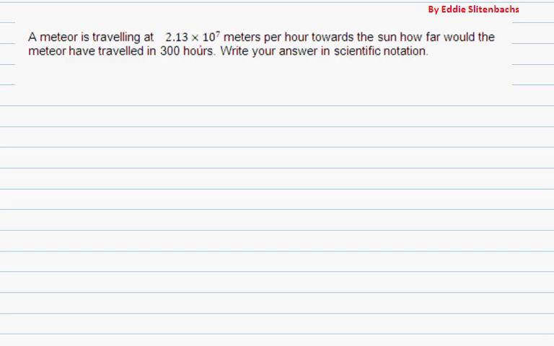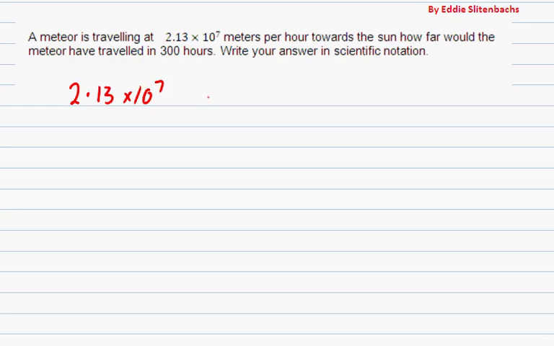Now, there's a couple of ways of doing this. I'm going to break it down. We've got 2.13 times 10 to the 7. And I'm going to write that as a common numeral, because a lot of my students find that a little bit easier, so I think that's an easier way of doing it.